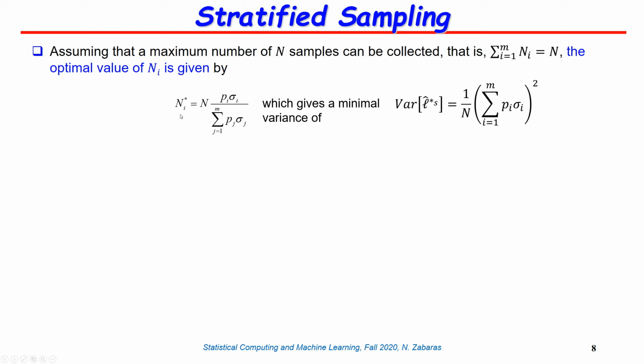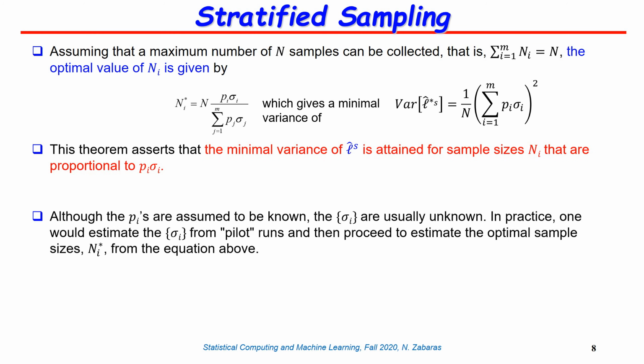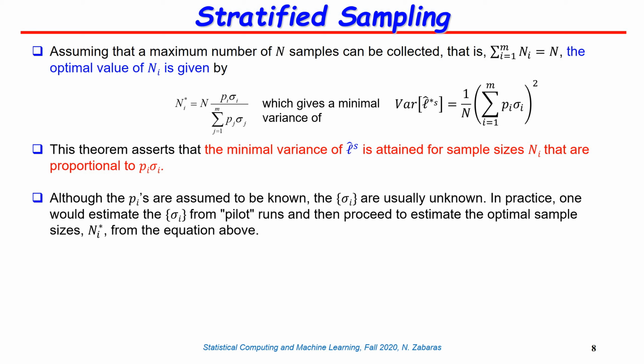So you can see that this optimal n_i is proportional to this product pi_i sigma_i. And that makes this estimator not very practical, right? First, it requires that you know pi_i. And even if you assume that you do know pi_i, you need to know sigma_i. So you need to know the conditional variance in each region i, and that may not be available to you. So you may have to estimate sigma_i by doing some, as I call in the slides here, pilot runs to estimate what sigma_i is, but certainly it is not readily available.